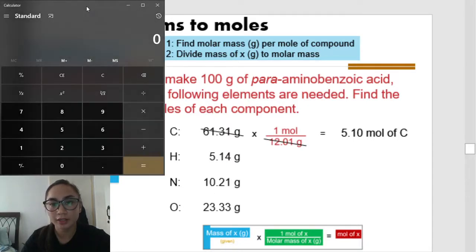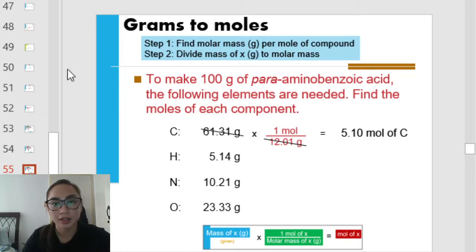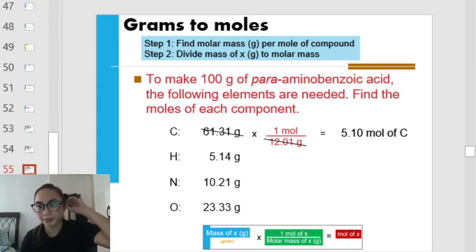Okay, so I have a calculator here. So we compute 61.31 divided by 12.01. So we get this number, which is 5.10. I'm getting 2 decimal places here. So 5.10 moles of carbon. Okay, so next problem.